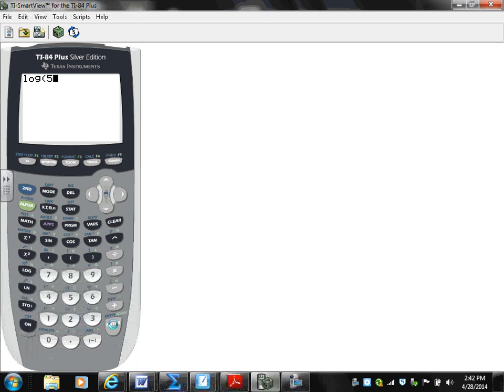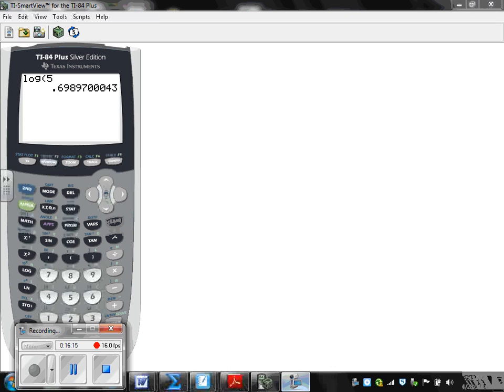Okay, sorry about that. Anyways, hit enter, and I get about 0.698 and change, right? It's about 0.7. So it's not actually a half, it's a little more than a half. And you can check this by doing 10 to that power.